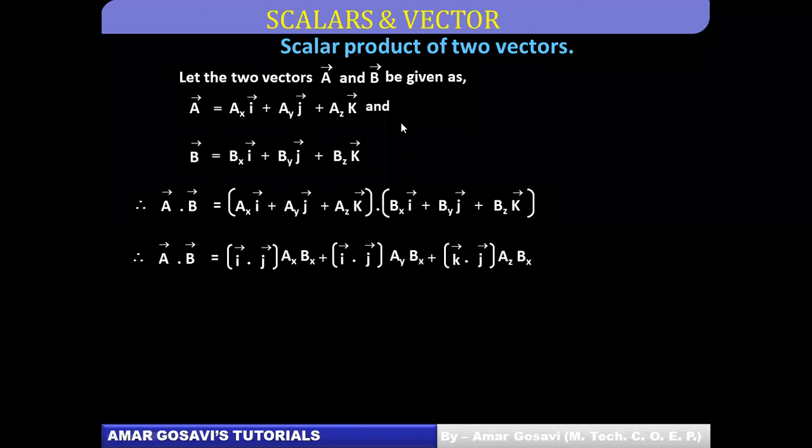You can see AZ BX over here, friends. So AZ BX means K dot I. So here it should be K dot I. Here instead of J it should be I. Here also instead of J it should be I. This is the first term, BX being multiplied by this entire bracket.